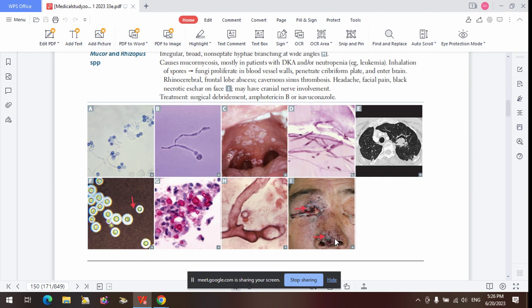I know that the cribriform plate is where you have origination of the olfactory nerves, right, Dr. Zuliat? You remember that. So they can travel from the cribriform plate to the olfactory nerve. You remember the olfactory nerve is located just beneath the forebrain, running beneath the forebrain like this. That's your olfactory nerve. From there, they can get to the brain. They can affect the frontal lobe and cause a frontal lobe abscess.